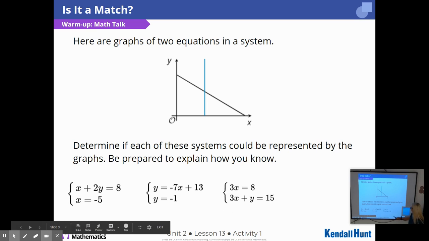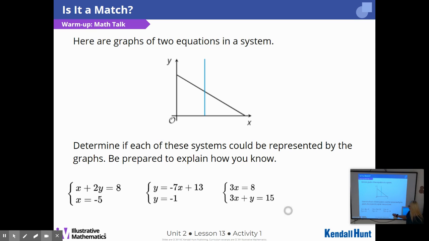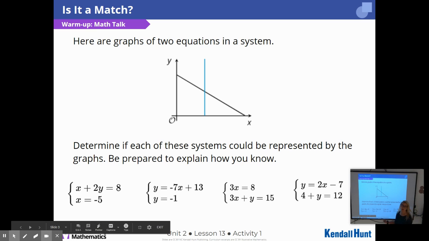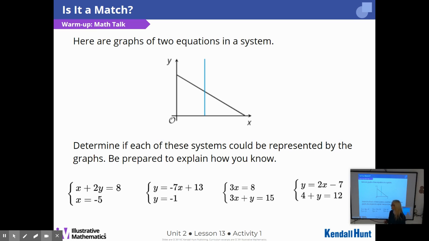I want you to determine if each of the systems could be represented by the graphs down below. Looking, we've got 3 here. Okay, there's 4. So looking at this first system, x plus 2y equals 8 and x equals -5, could this be this graph? What would we look at if we wanted to know if an equation matched a graph? Well, we would look at the slope and the x or y intercepts.